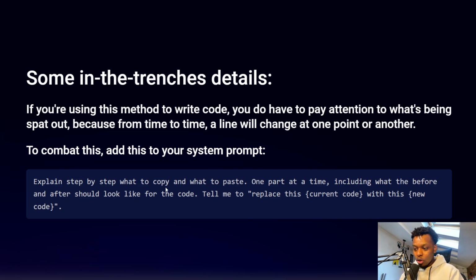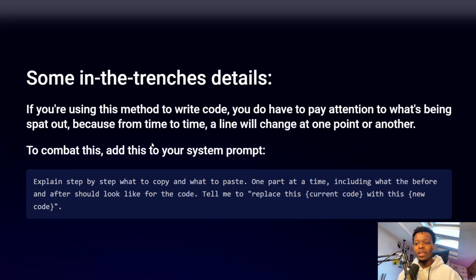Explain step by step what to copy and what to paste, one part at a time, including what the before and after should look like for the code. Tell me to replace this current code with this new code. And what ends up happening is, if you're in Visual Studio Code or Replit, or you're just looking at something daunting, which is all code based, and you've fed it an error and Claude is basically saying, interesting, okay, maybe this didn't work, let's try this. Sometimes it will say, replace this function with this and do this instead of this. And you don't know what the hell it's talking about. But if you put this in here, it will say, replace this code with this code.